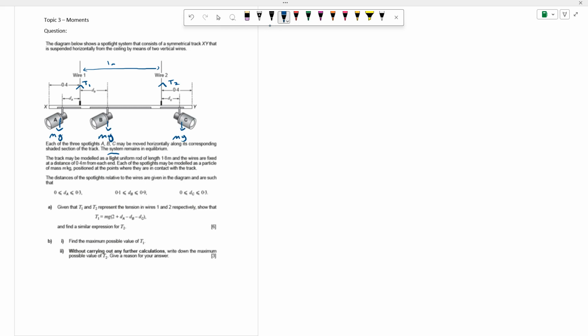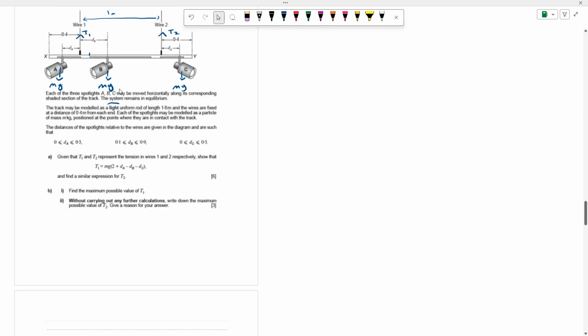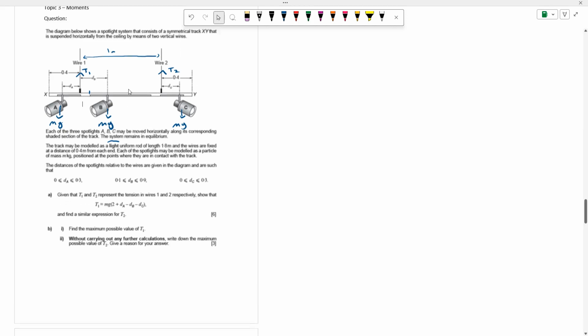The distance the spotlights are shown. So I've got dA can go anything between 0 and 0.3. dB can go anything from 0.1 because it doesn't start against it, so it goes from 0.1 over to 0.9. And then same for dC, it goes from 0 to 0.3. Given that T1 and T2 represent tensions, like I've labeled, show that T1 is given by this, and then find a similar thing for T2. Okay, so although this looks more complicated and more abstract than probably what you're used to seeing, it's going to be important that we follow the same kind of steps.